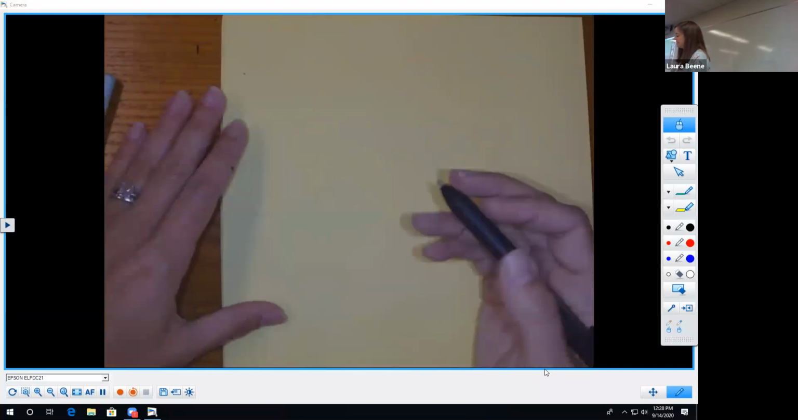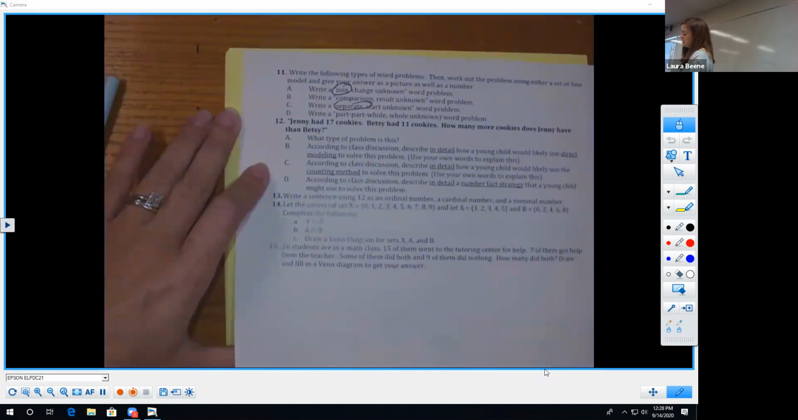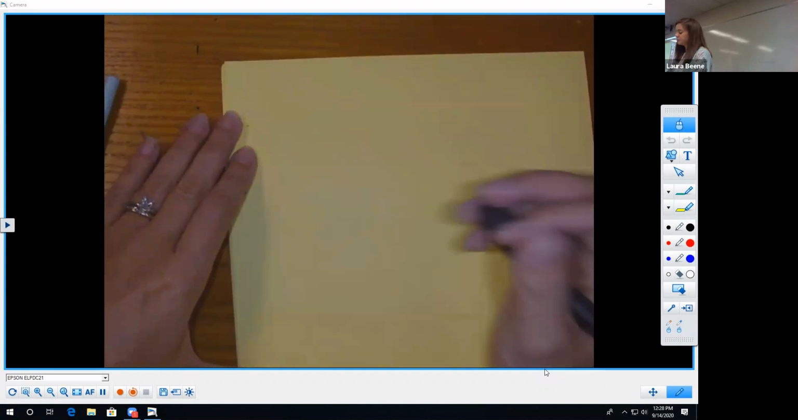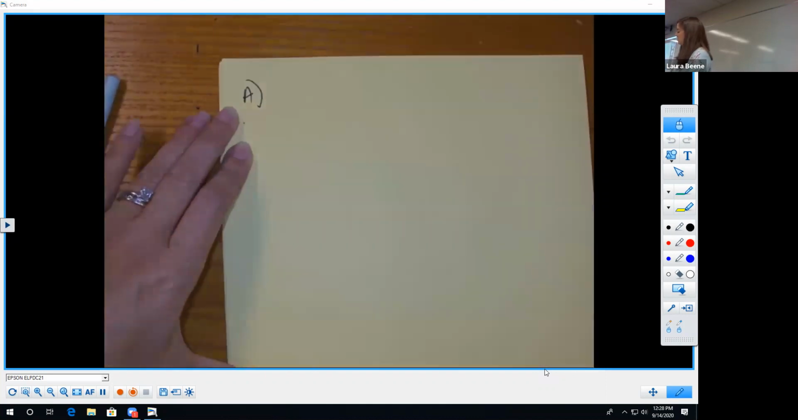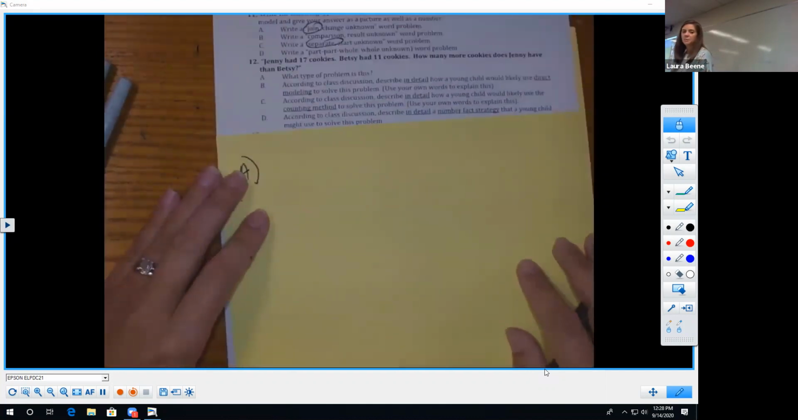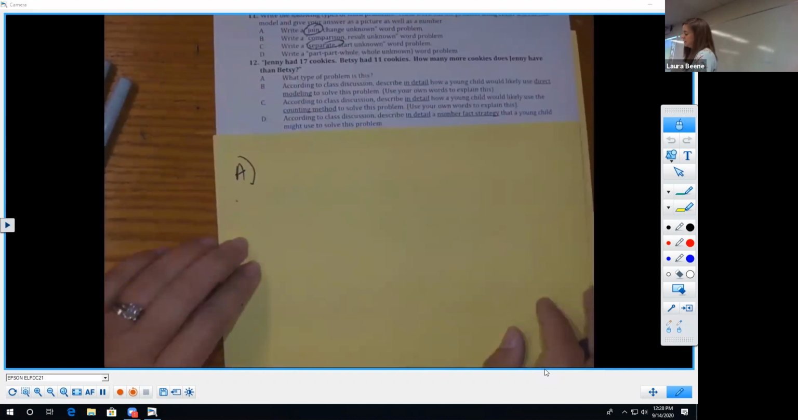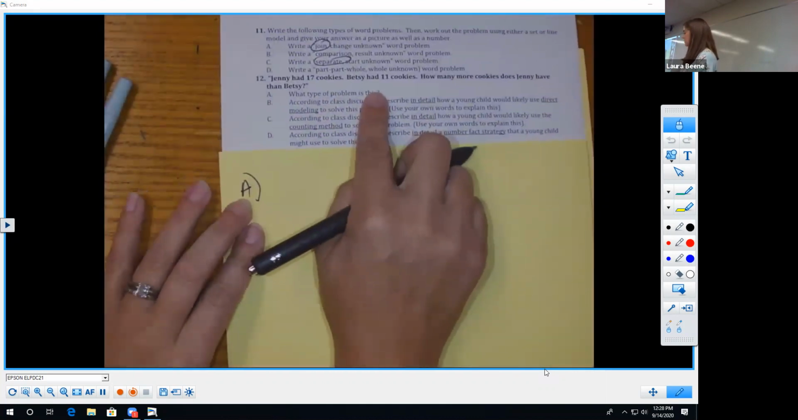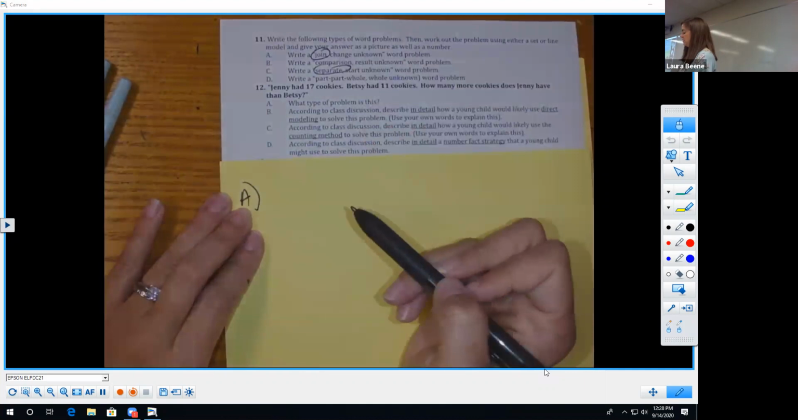It says Jenny has 17 cookies. Betsy has 11 cookies. How many more cookies does Jenny have than Betsy? Okay. So for part A, let me make it where you can see both of them. There we go. For part A, what kind of problem is this? Did we take cookies away or do we add them in? And so would it be join, change, unknown?